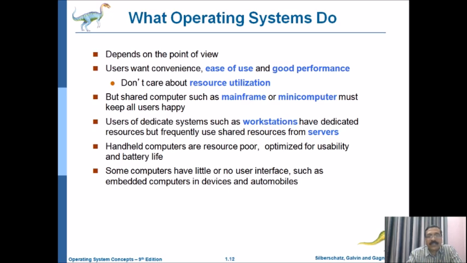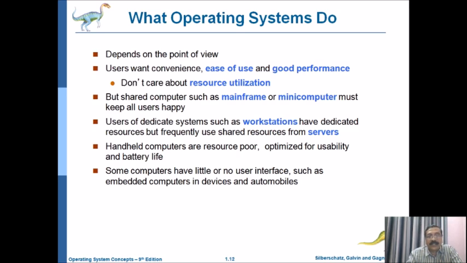But shared computers such as mainframe and minicomputer must keep all users happy. We'll discuss mainframe and minicomputer in next sessions. Just understand the terms for now. Whenever a system is used by multiple users in a shared manner, all users should be happy. The operating system should share the resources in such a way that no user thinks that he is sitting idle or waiting for something.